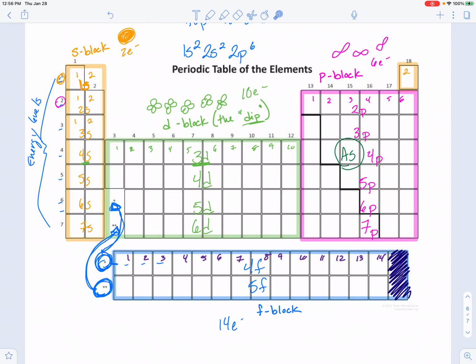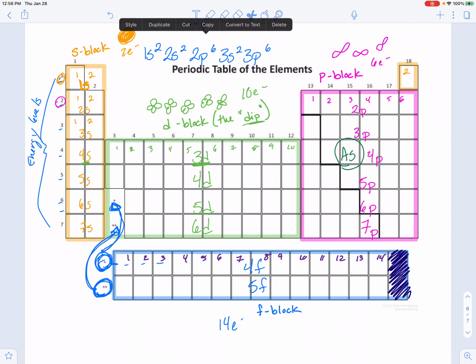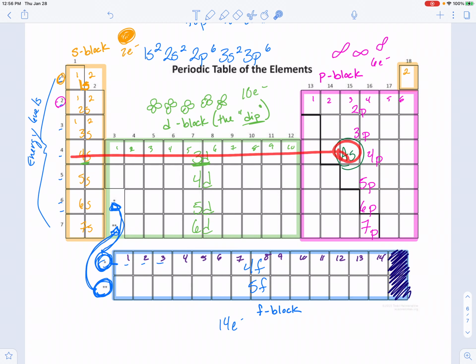And then I'm going to read down my next line. So I read this line. Now I'm going to read this line. I'm going to fill up 3s, and I'm going to fill up 3p. So 3s is filled all the way. 3p is filled all the way. And then I'm going to read my next line up until I get to arsenic.